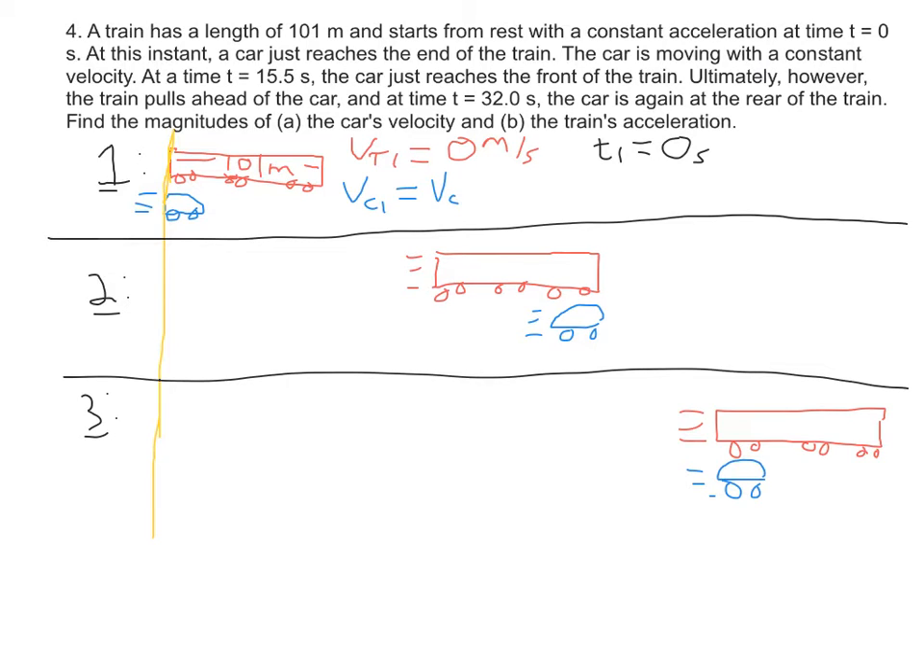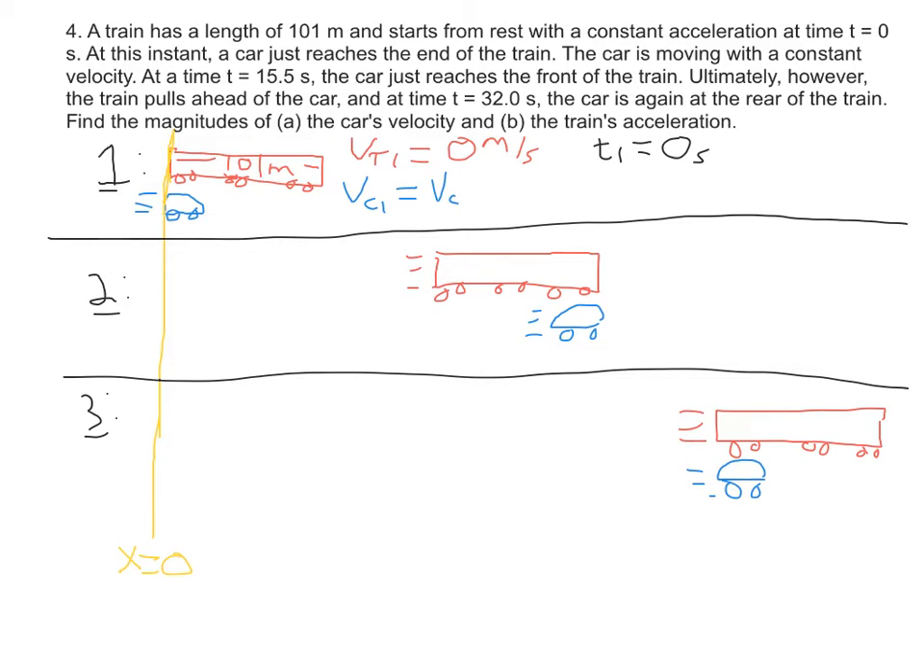Now we're also going to define the starting location of the back of the train and the back of the car as being x equals 0. Sounds good. Now let's look at position 2.